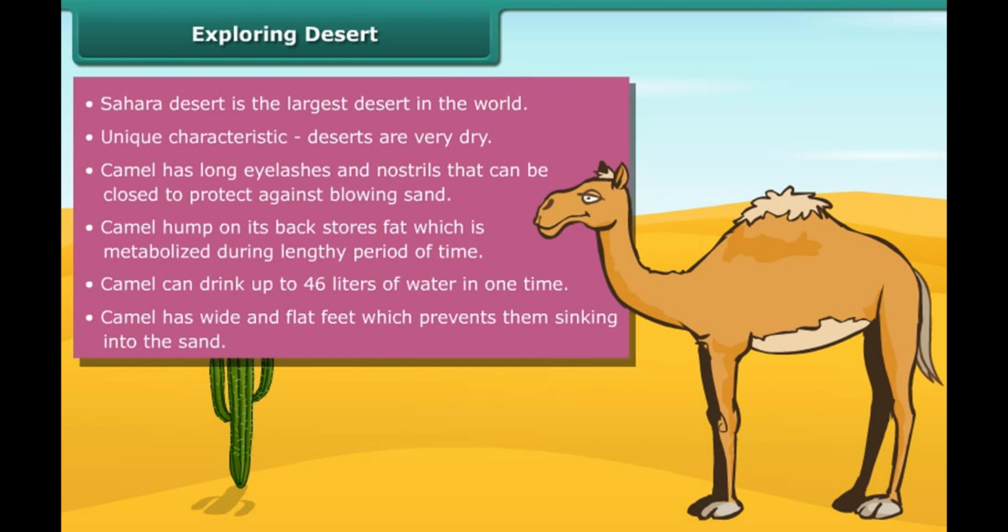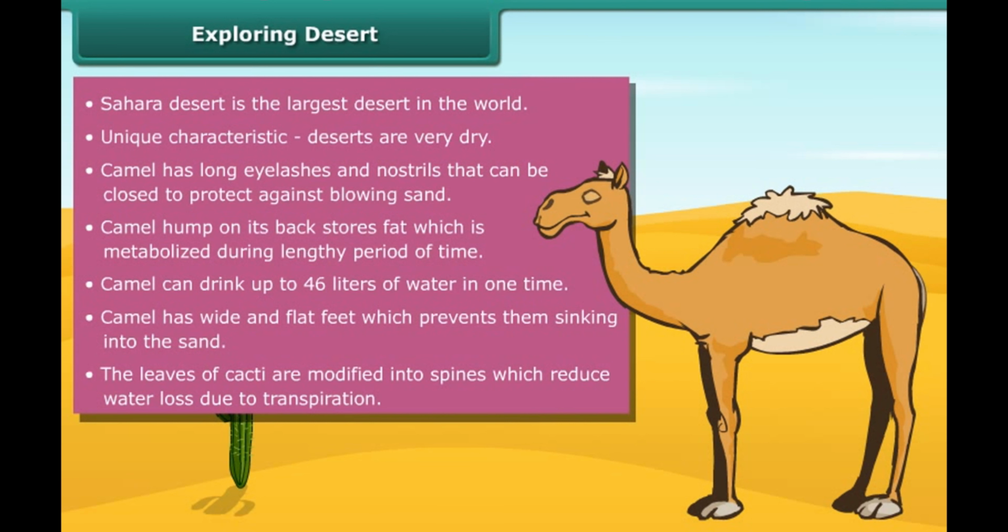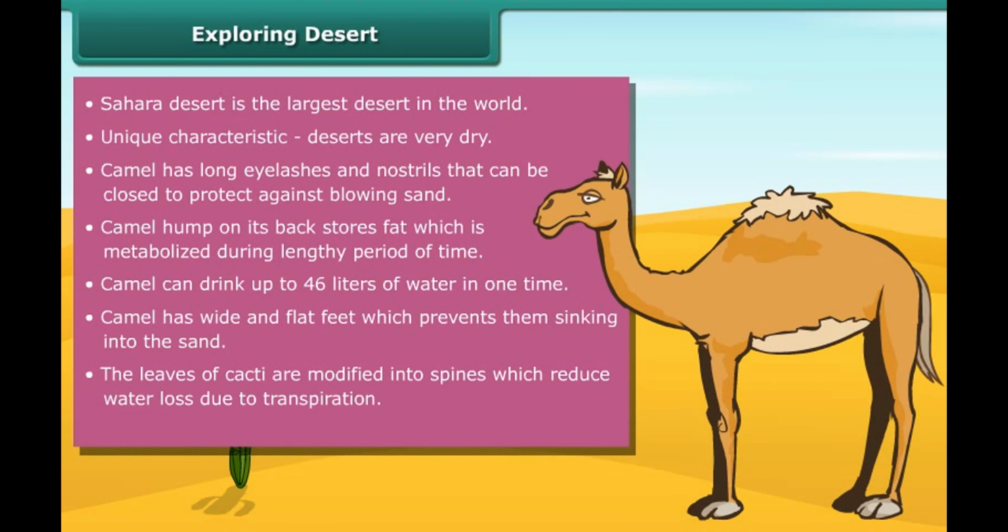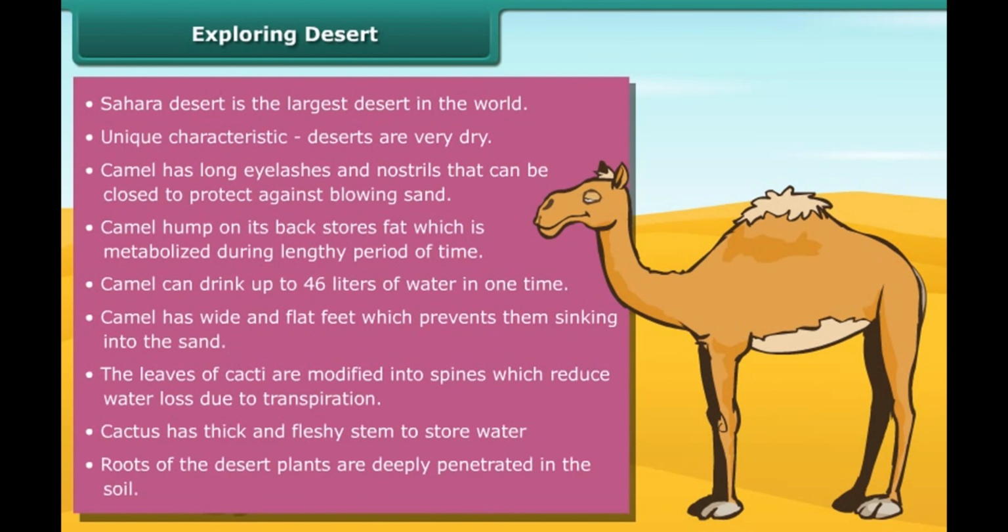Similarly, plants like cacti also show various adaptations to survive in dry and hot environments. The leaves of cacti are modified into spines, which reduce water loss due to transpiration. Cactus has a thick and fleshy stem to store water. Roots of the desert plants deeply penetrate the soil to absorb water.